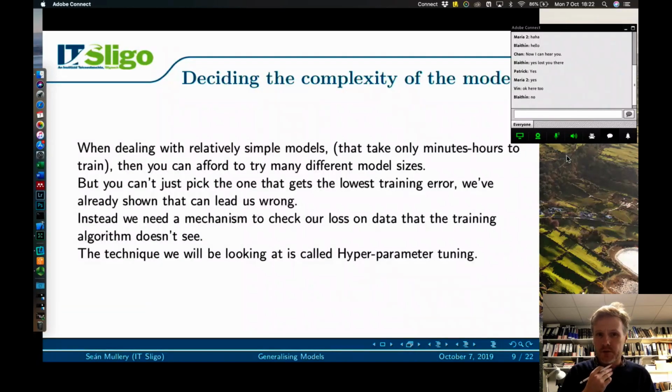When it comes to deciding on the complexity of the model, how do we decide, let's say, for example, that we want to go a little bit beyond a linear model up to something a little bit more complex? How do we decide how far to go?